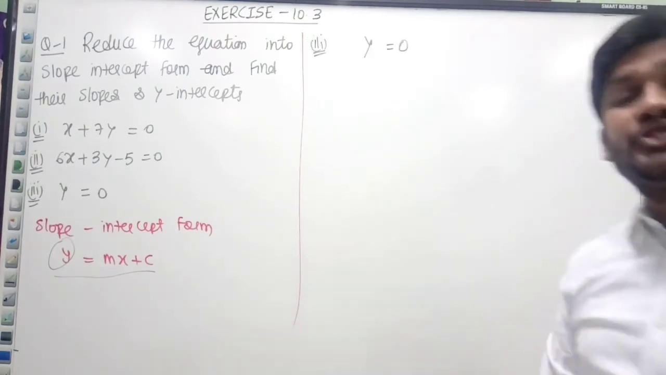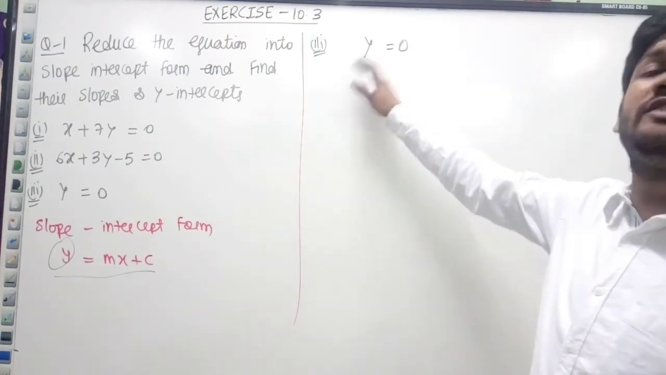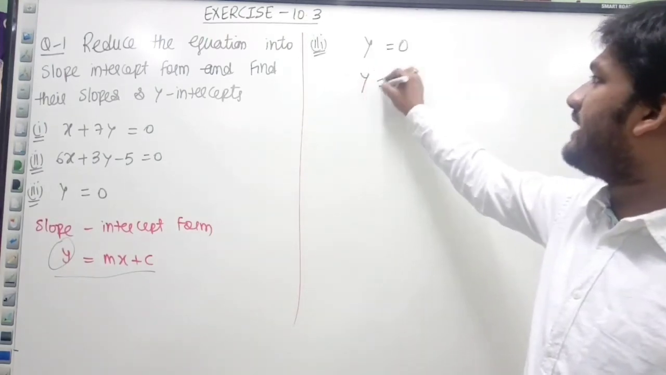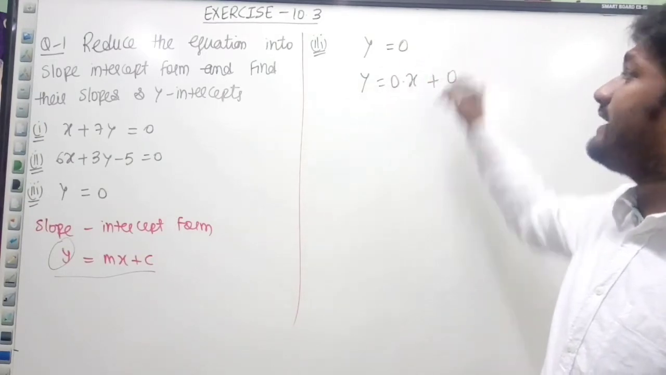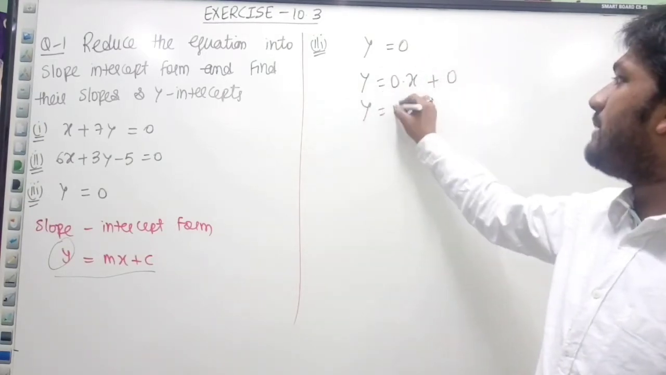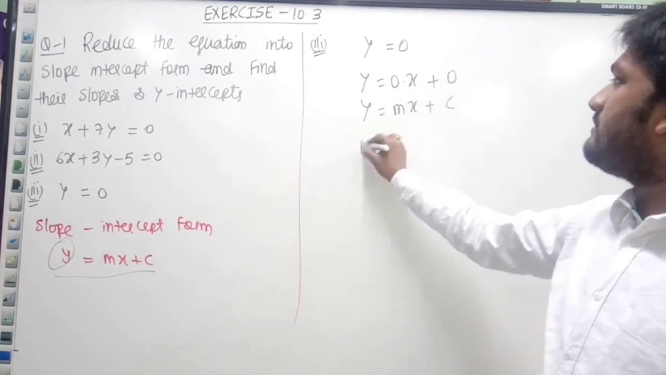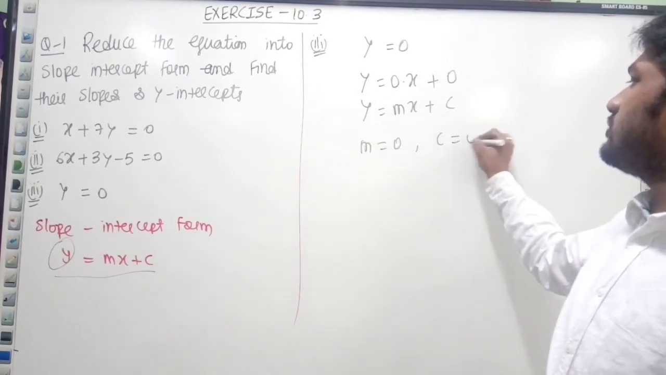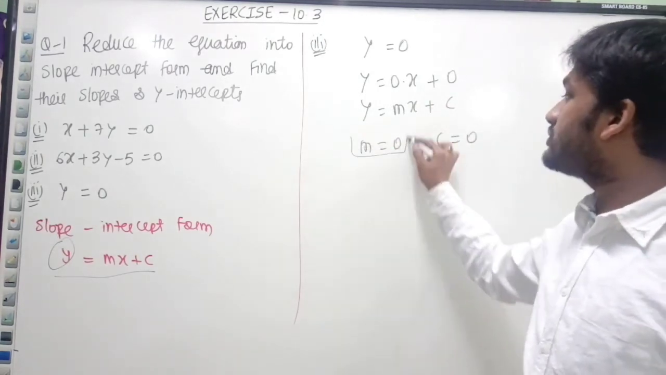Slope and y-intercept. So the third question is y equal to 0. It is already written y equal to. So I will write it like y equal to 0x plus 0. Can I write? So I can say y equal to mx plus c, m equal to 0 and c is equal to 0. Right? The first question is over.